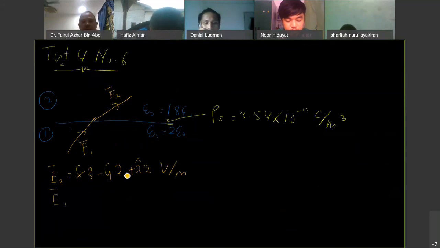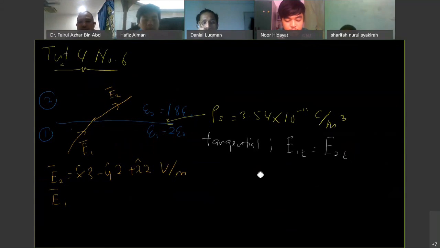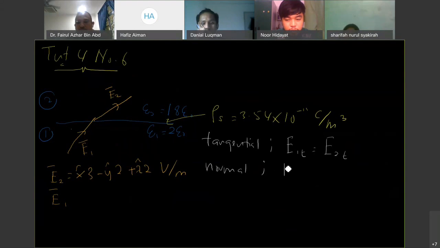In a boundary condition, we have some information. In the tangential component, we have E1t equal to E2t. And in the normal component, we have epsilon 1 E1n minus epsilon 2 E2n equals rho s.